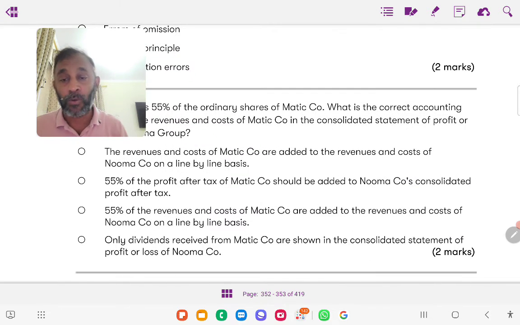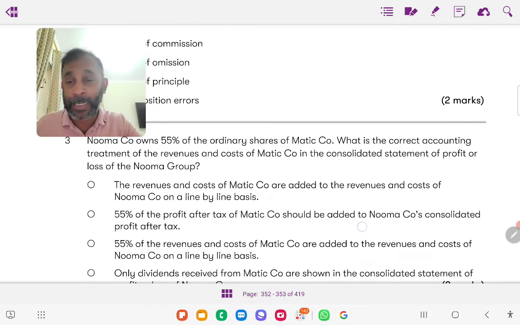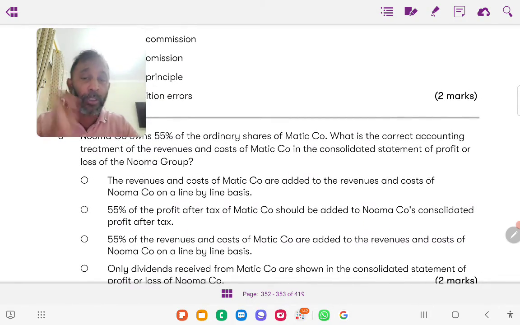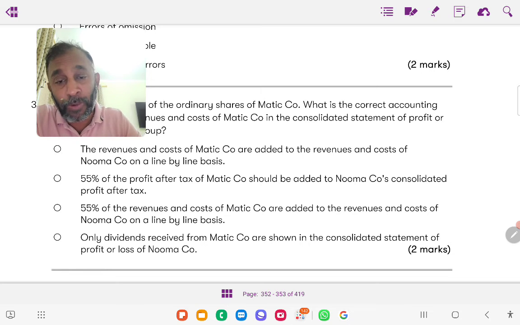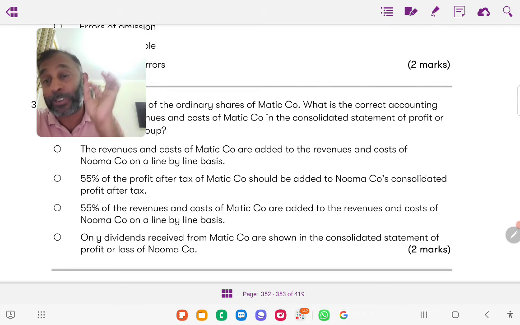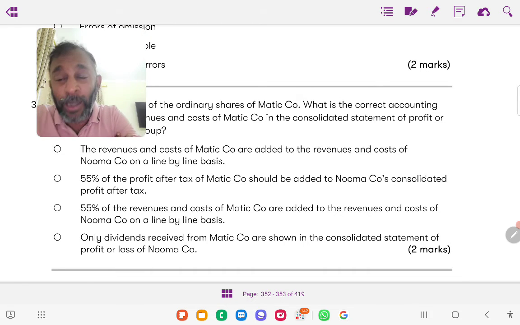So now the answers. The question is: what is the correct accounting treatment of the revenues and the cost of M company in the consolidated statement of profit or loss of N company? The first option: the revenue and cost of M are added to the revenue and cost of N on a line by line basis. This is what I was saying. Second one, 55% of the profit after tax of M should be added. No. This one applies only if it is an associate. Associate is IAS 28, which says that you have to use the equity accounting method where you only add the profits after tax. So that is not the correct answer.